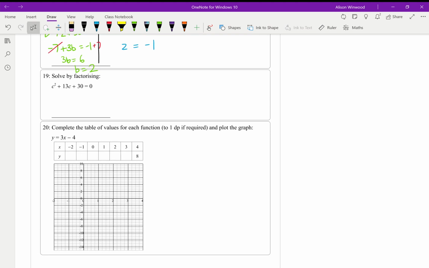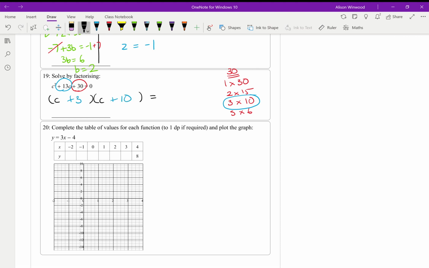To solve by factorising, well, first we've got to do the factorising, which means putting into two brackets. So they're both going to have a c at the beginning. Then think of what numbers multiply to make 30. So that's 1 and 30, 2 and 15, 3 and 10, 5 and 6. Which pairs add up to 13 is the 3 and the 10. So it's plus 3 and plus 10.